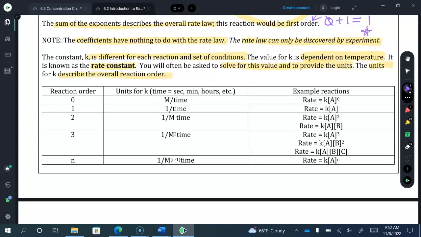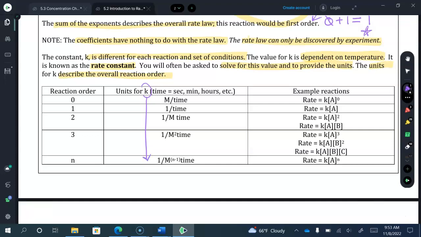This is known as the rate constant. So K is your rate constant. You will often be asked to solve for this value and provide units. The units for K describe the overall reaction order. So based off of the reaction order, you will have very specific units for K.